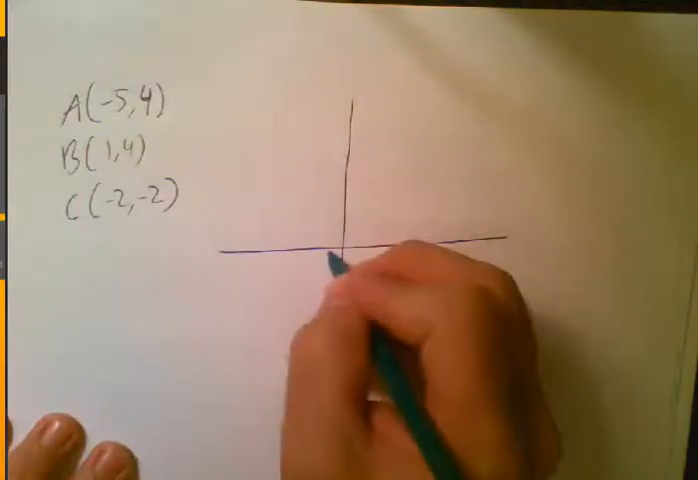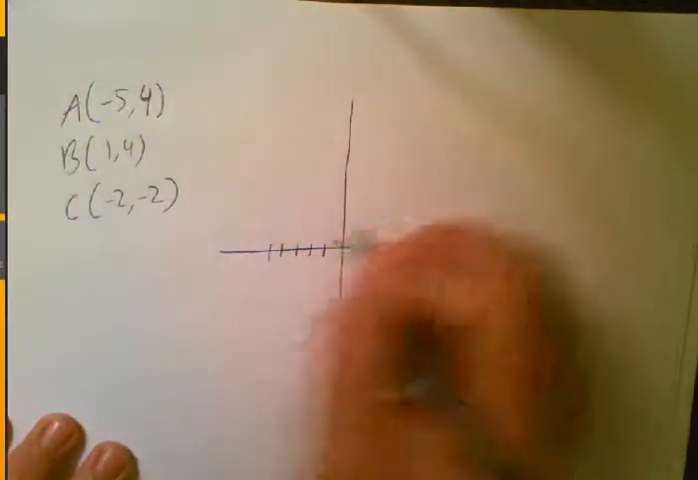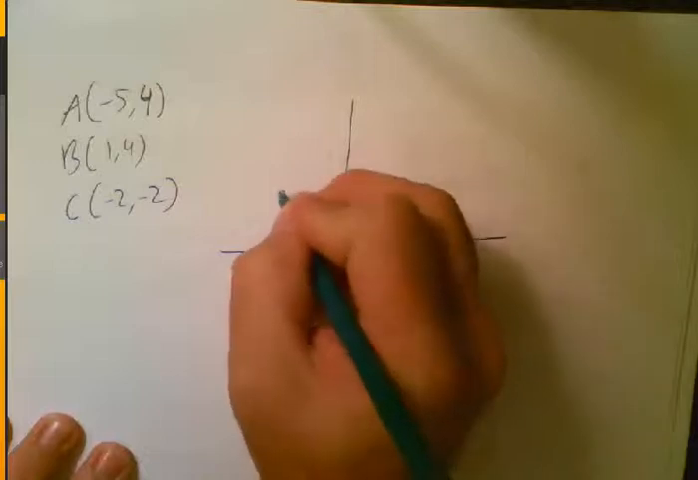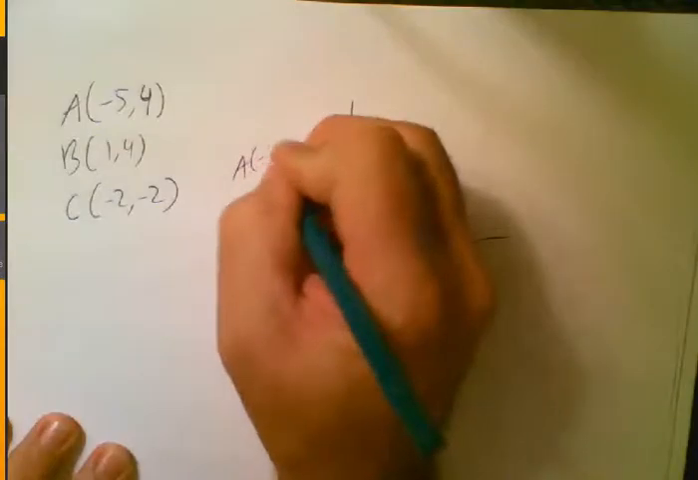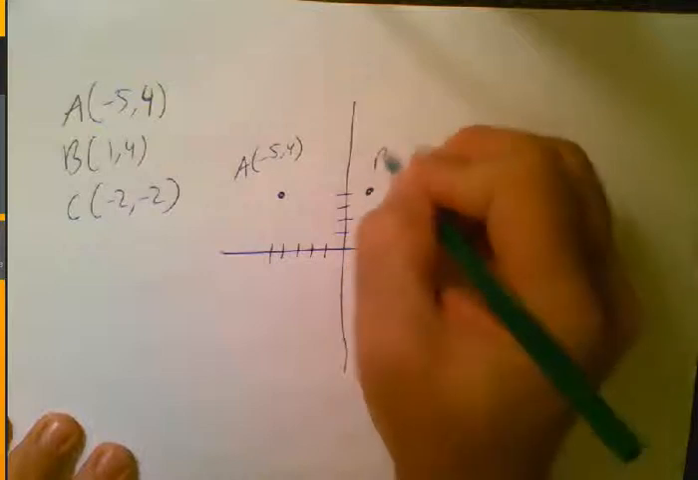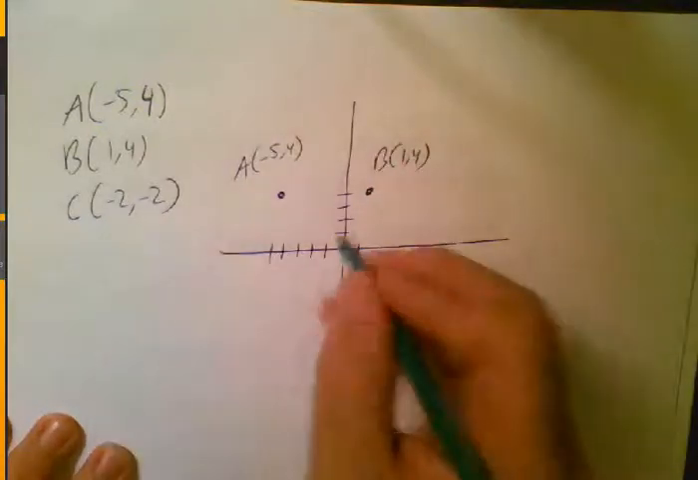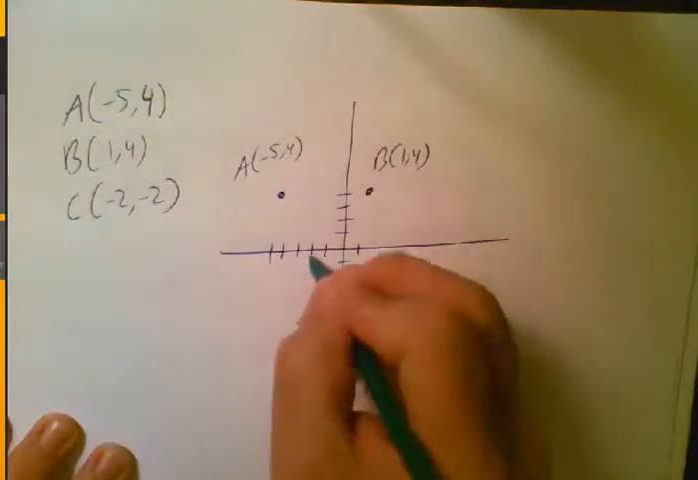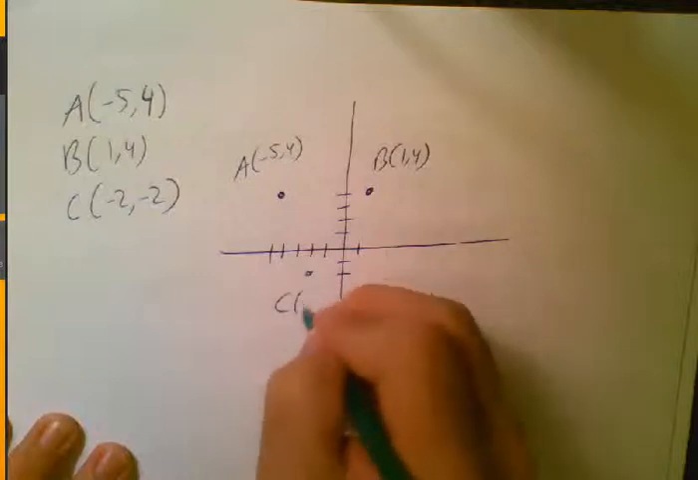So A is at negative 5, 4. 3, 4, 5, 1, 2, 3, 4, somewhere around here. That's A. B is at 1, 4, so that's about here. And negative 2 is C. Negative 2 is C. Okay.